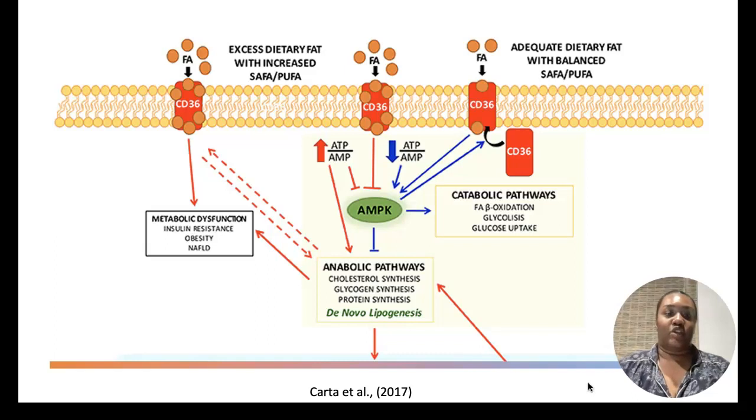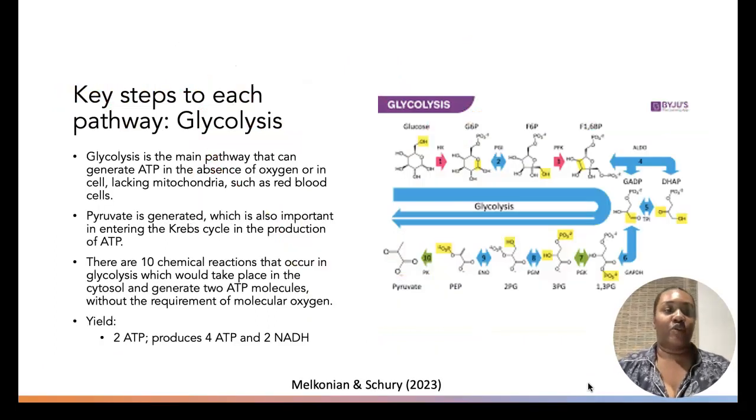Good evening. In this detailed diagram, we're discussing the ATP pathways in collaboration with palmitate. We see the excess dietary fat within SAFA and PUFA, the adequate dietary fat with balanced intake, how catabolic pathways are incorporated, how anabolic pathways are incorporated, and the metabolic dysfunctions that occur within ATP production. First, we're going to talk about glycolysis and the key steps.